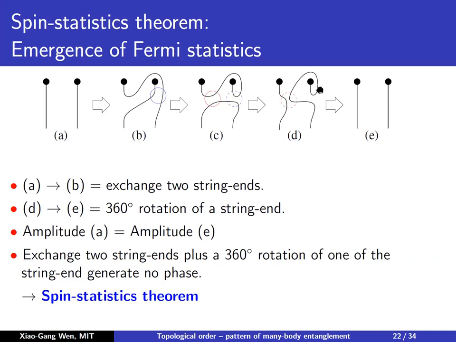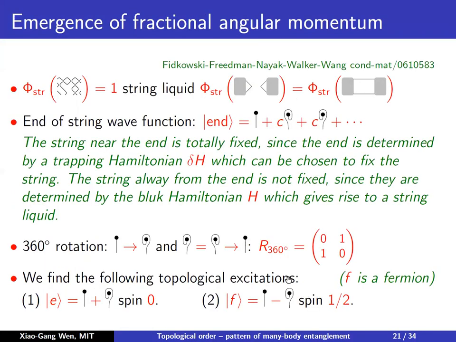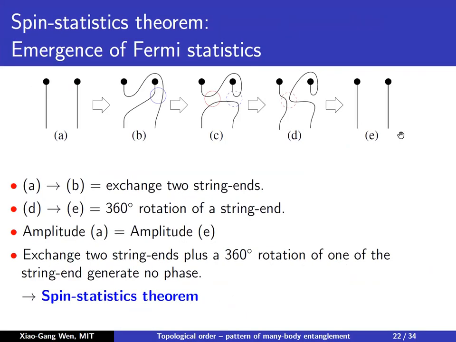And we need a 360 rotation of one particle to get the two strings to go back here. So we see that exchanging two string ends and the 360 rotation of one string end are equivalent. Therefore, this really says that exchanging two strings also gives us a minus sign if you have this unlimited 1/2 particle. And so those are fermions. So here we're really using the cartoon picture to show that there is a spin-statistics theorem.